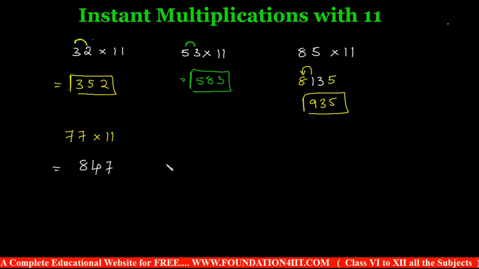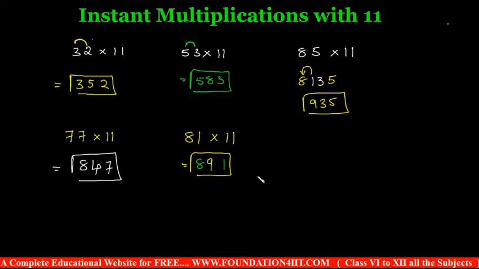Let us take one more. 81 into 11. We can write this directly because 8 plus 1 is 9. So 8, 1, and the sum of the numbers, 9. The answer is 891. Any two digit number multiplied with 11 follows this process.